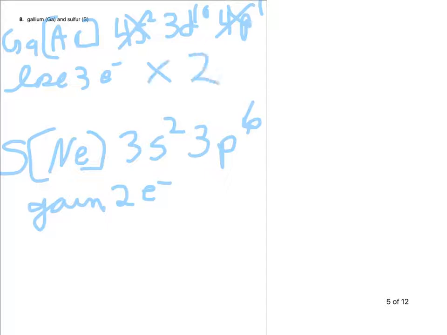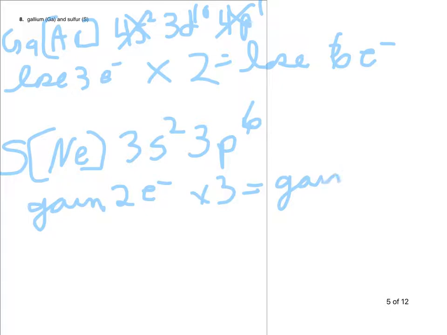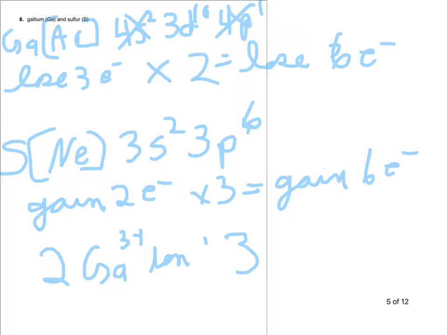Balance them out. We're going to have to multiply by 2 and multiply by 3, so we have a loss of 6 electrons, and down here we've got a gain of 6 electrons. So our ratio is 2 of the gallium ions, which have a 3 plus charge, for every 3 of the sulfide ions, which have a 2 minus charge. Here, what we're essentially doing is figuring out the formula, just a little different way of writing it.